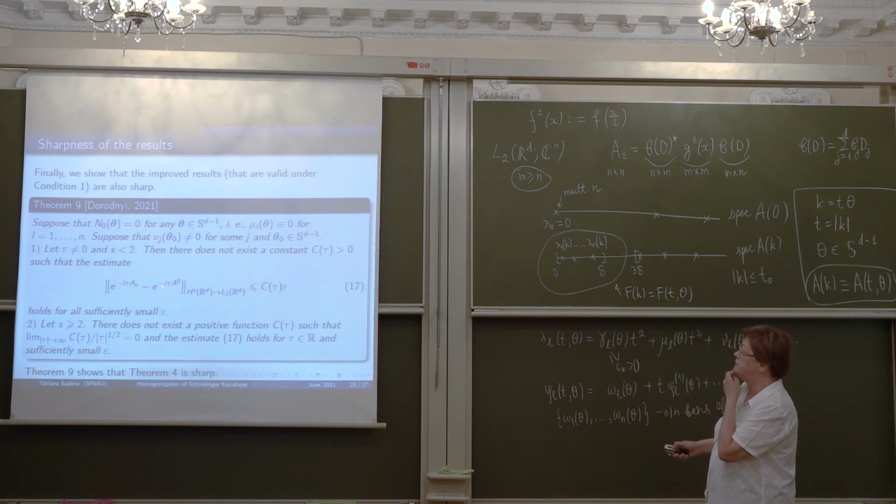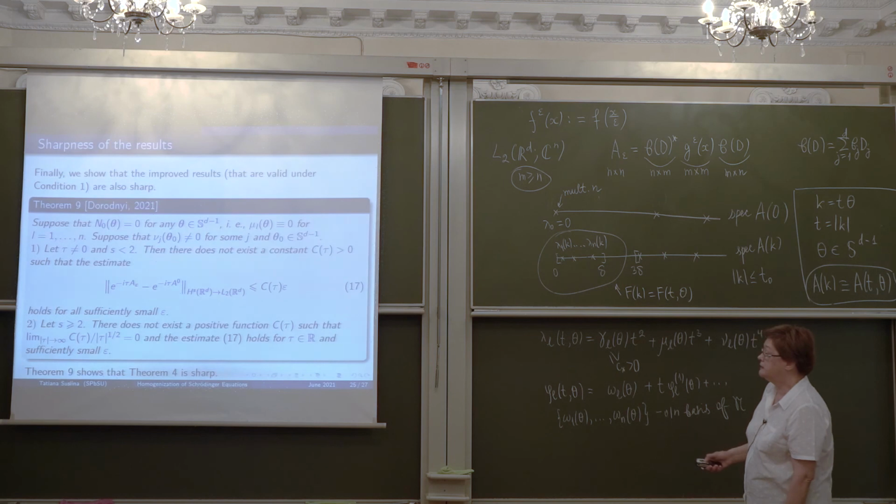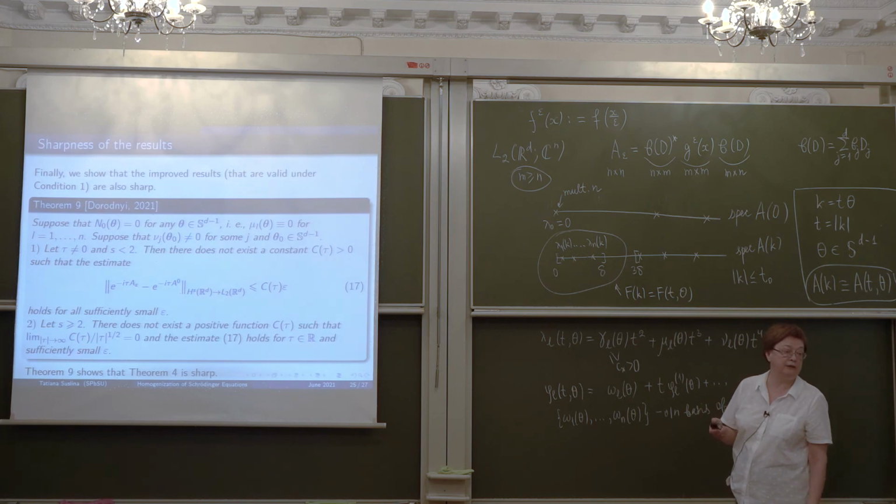Then this estimate does not hold if S is less than 2. Which means that the improved theorem is sharp with respect to the norm type. And second, let S be greater or equal than 2, then there does not exist a positive function C of tau, growing at infinity slower than the square root of tau, such that this estimate is satisfied. Which means that theorem 4 is also sharp with respect to dependence on tau.